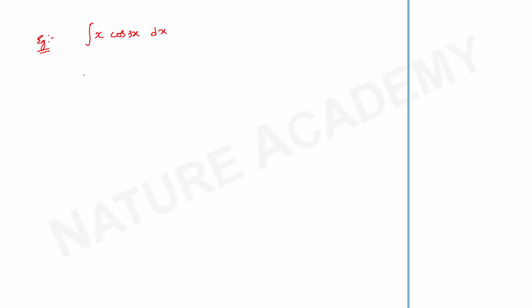Let us take this as example, x into cos 3x. Now I am not going to do integration by parts. Directly I am using this trick now. Now this will be my first term, x. Second term will be cos 3x. I will write it as differentiation, integration.